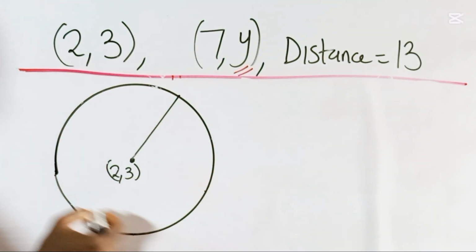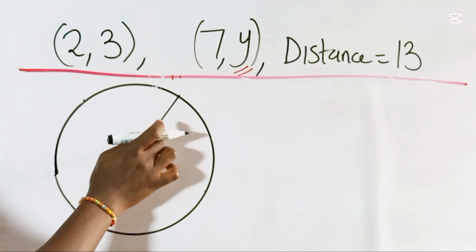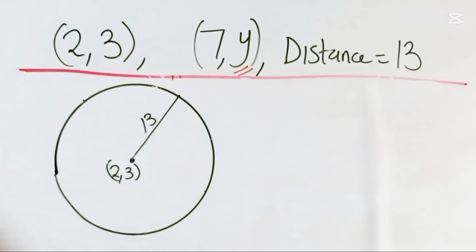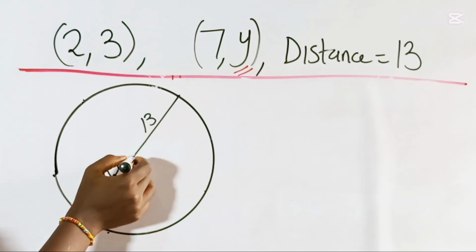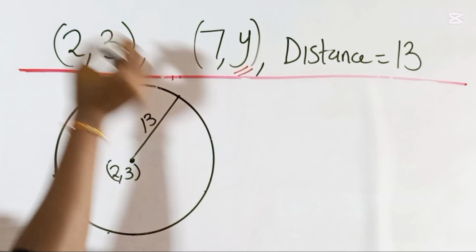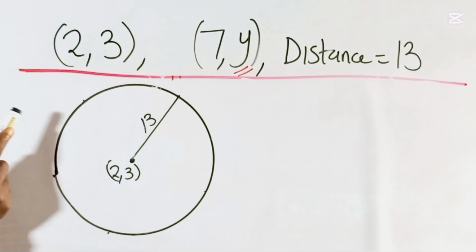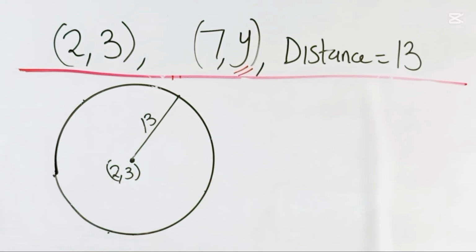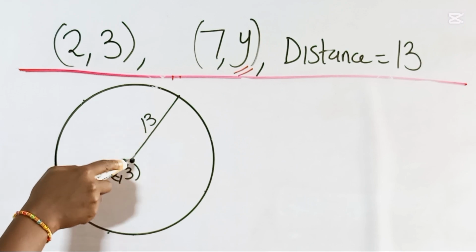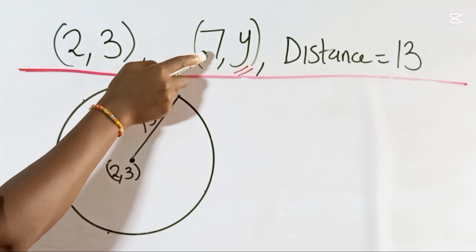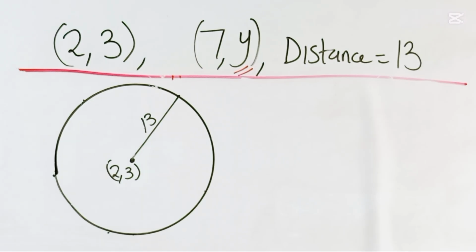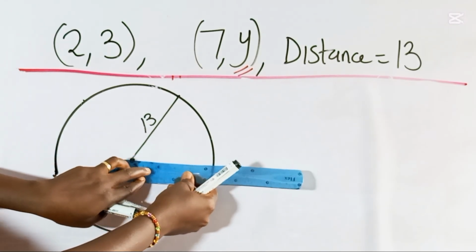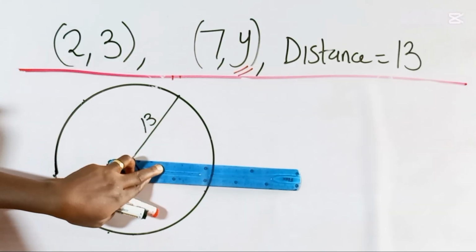Every other point you see on this circle is exactly 13 units away. All these points that are 13 units away from this point form a circle. So distance doesn't just give a point, it gives many possible points. But our focus here is we are looking for a point that is exactly 13 units away from this point and is where x equals 7. So we are moving from when x equals 2 now to when x equals 7.